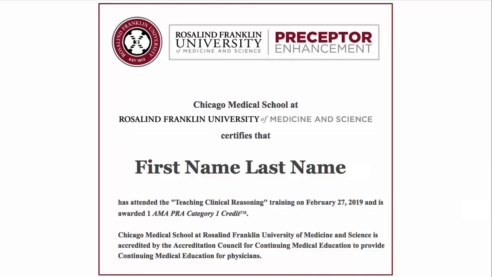It is automatically populated with your name, credentials, the date, and the number of continuing education credits you have received by completing the module. You have the option to print it immediately, or if you are unable to print in that moment, the certificate will also be emailed to you upon completion of the module.